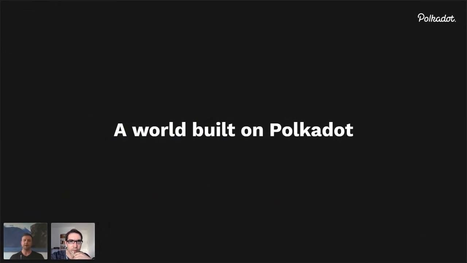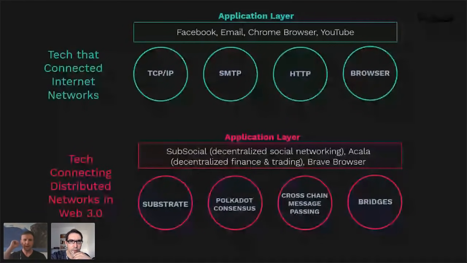So after all this discussion, let's paint a little picture about what the world could look like built on Polkadot here in the very near future. So going back to Bill's example of how TCP/IP and SMTP for email, HTTP, these low-level base technologies, all enabled the application layer of the Facebooks and YouTubes of the world.